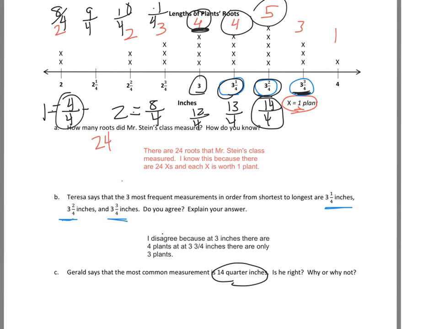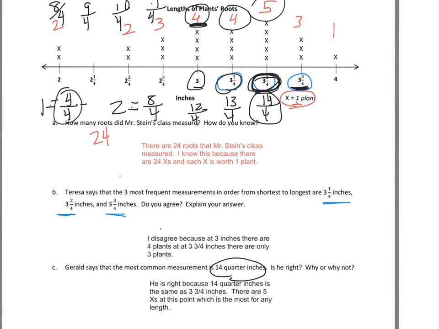Yes, he is. Because 14 1/4 is the same as 3 2/4, which is where there's 5 X's, meaning 5 plants. And that's the height where the most plants are. And there's my answer statement there for that.